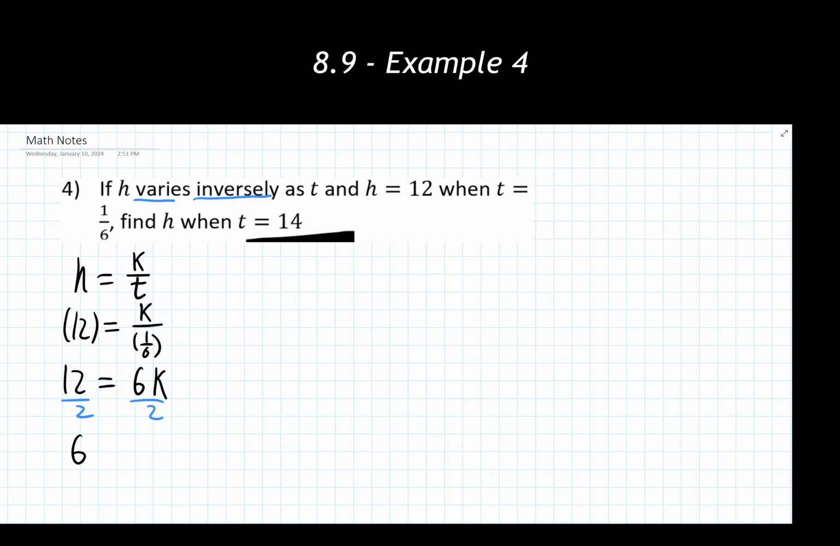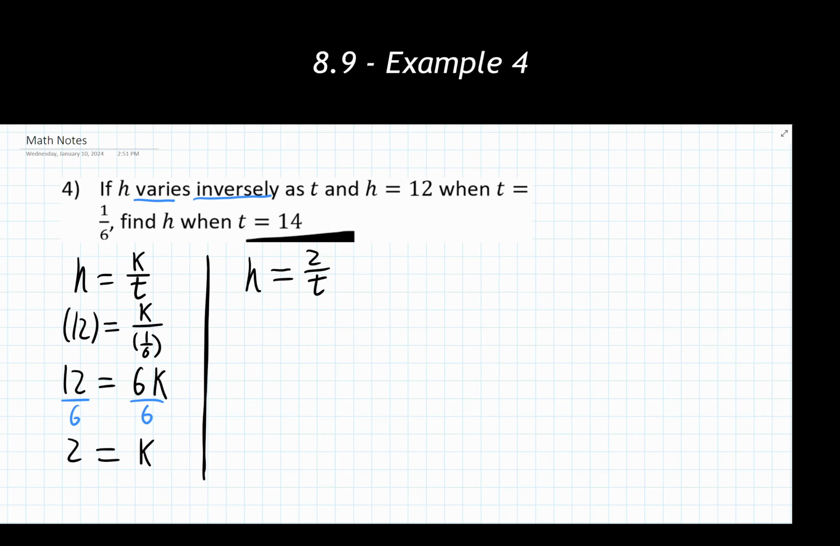And that gives me 6 is equal, whoops, I'm not dividing by 2, I'm dividing by 6. Looking ahead at my own work here. Getting that all mixed up. There we go, much better. Alright, so now I'm getting a k value or constant value of 2. Alright, so now that I have that, I can rewrite my equation that h is equal to 2 over t.